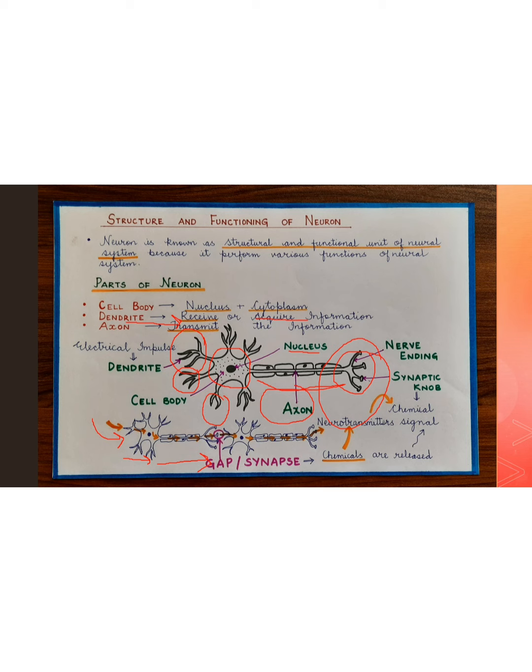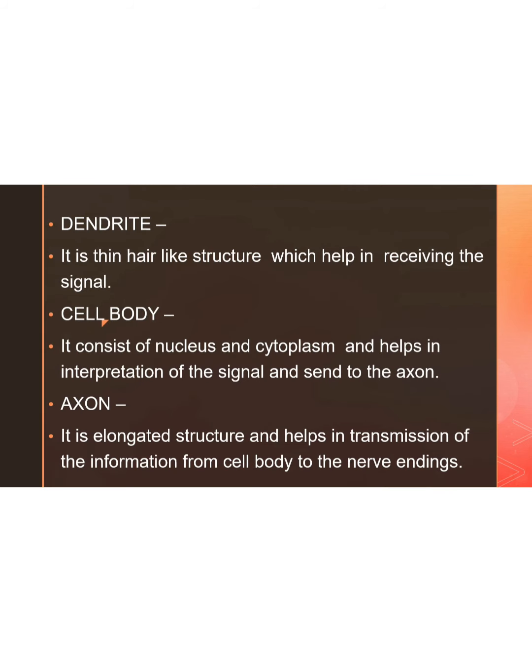Okay, so this is all about the three different parts of the neuron. The same thing I have written here: the dendrite helps in receiving the signal. Next, the cell body consists of nucleus and cytoplasm and helps in interpretation. The axon is an elongated structure and helps in transmission of information from the cell body to the nerve endings.